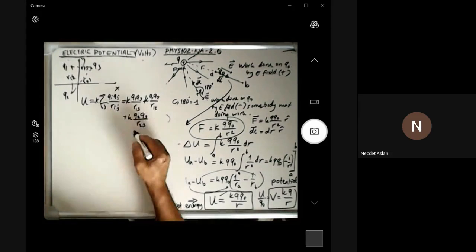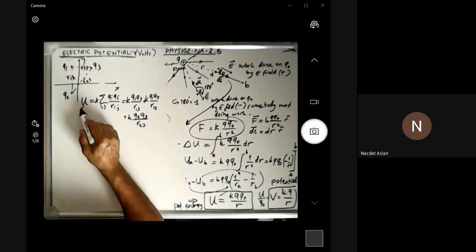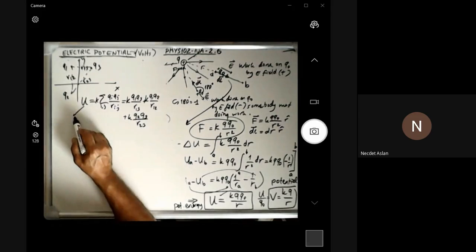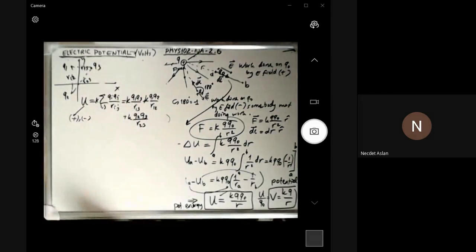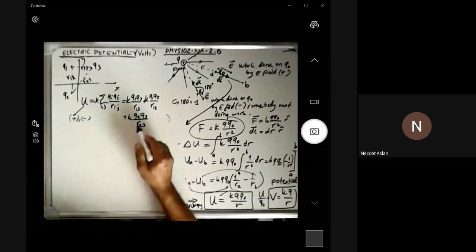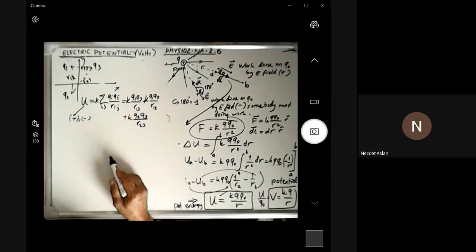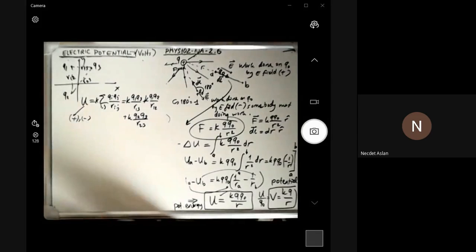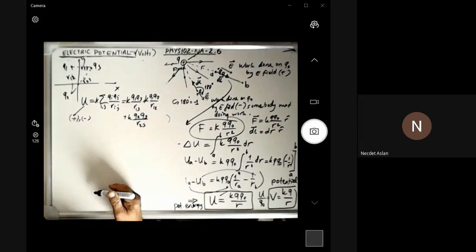So when you insert these values, you can get the potential energy, and this potential energy can be plus or minus, depending on the charges. They can be positive or negative charges. Some of these terms may be negative, some of them positive, but when you add them up, you can get any kind of sign. So the potential energy can be negative or positive.